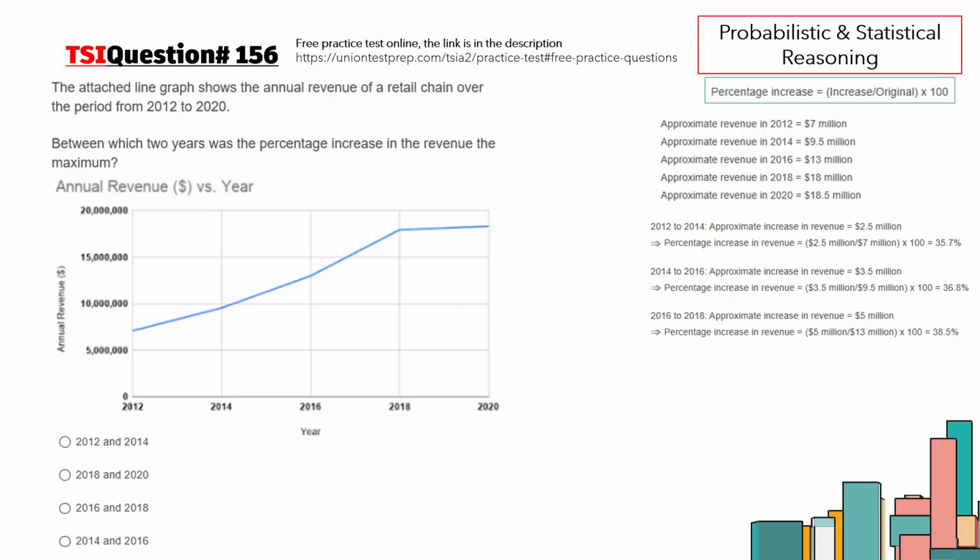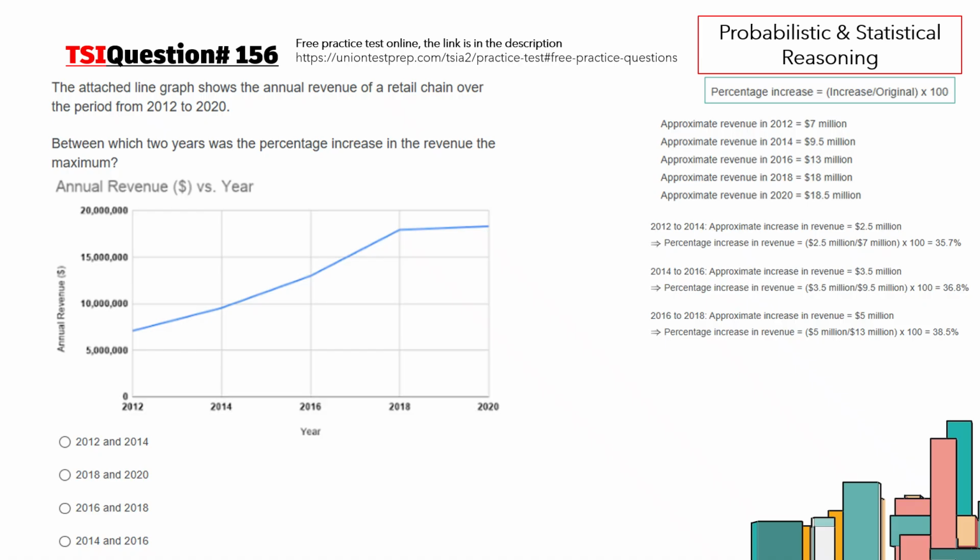The attached line graph shows the annual revenues of a retail chain over the period from 2012 to 2020. Between which 2 years was the percentage increase in the revenues the maximum? So based on the graph, we have to know how to read it.